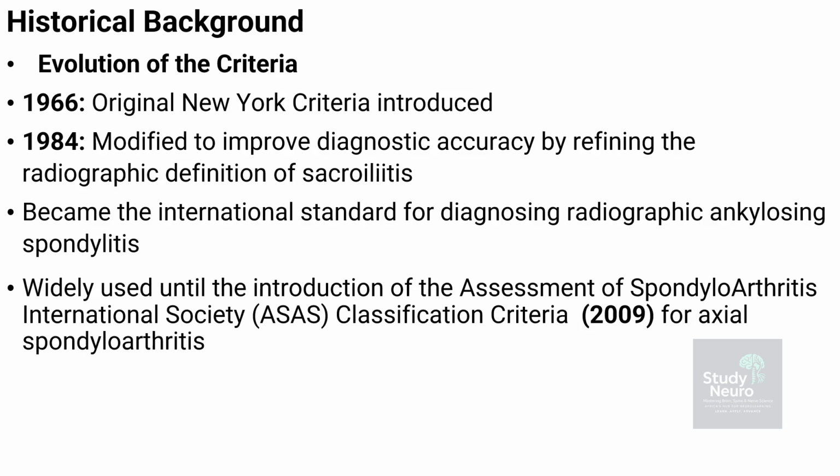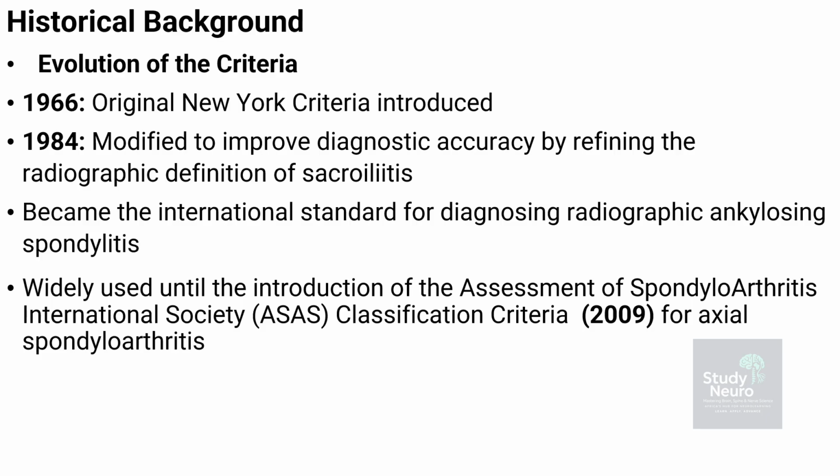The modified New York criteria developed over several decades as clinicians searched for a more reliable way to identify ankylosing spondylitis, especially by improving how inflammation of the sacroiliac joints was recognized on plain radiographs. This changed clinical practice. The original New York criteria were introduced in 1966. They were revised in 1984, and the updated version refined the radiographic definition of sacroiliitis, which improved diagnostic accuracy and helped establish a common standard for identifying radiographic ankylosing spondylitis across many countries. That was an important advance.